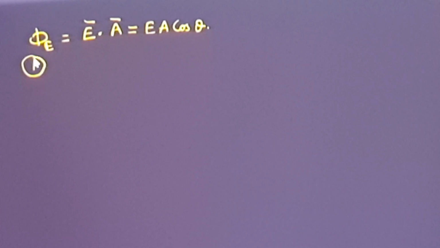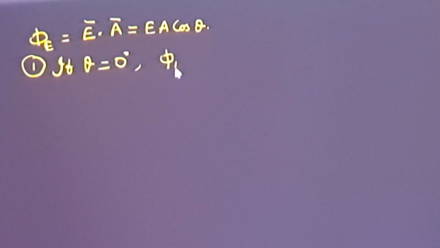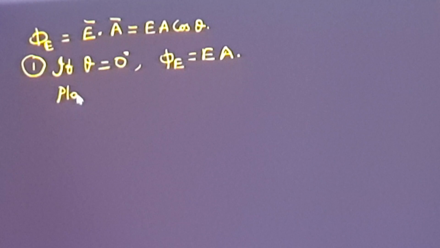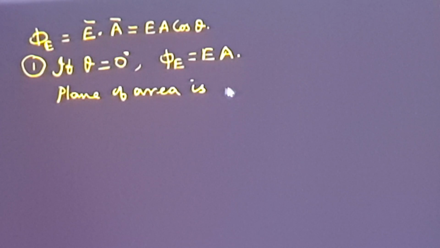What is the first special case? If theta is equal to 0 degree, then the flux phi E is maximum, that is the product of electrical field and area. If theta is equal to 0, then the plane of the area that we have considered is perpendicular to the electrical field E.